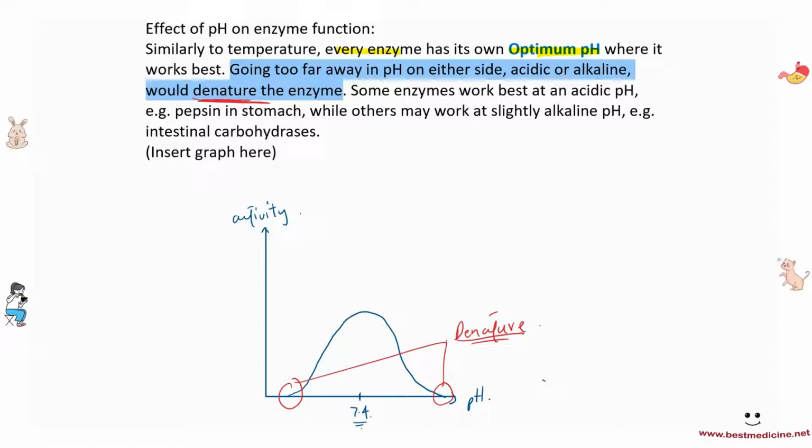The enzyme substrate complexes can no longer be formed because the substrate does not fit into the active site and the reaction cannot occur. Okay? So that is the effect of pH on enzyme function.